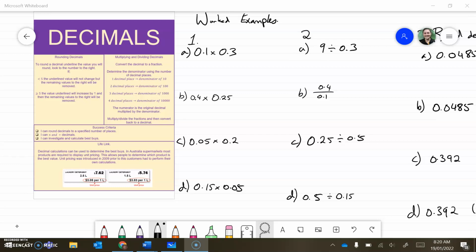Our success criteria: we'll know that we've been successful if you can round decimals to a specified number of places, you can multiply and divide decimals, and you can investigate and calculate best buys.